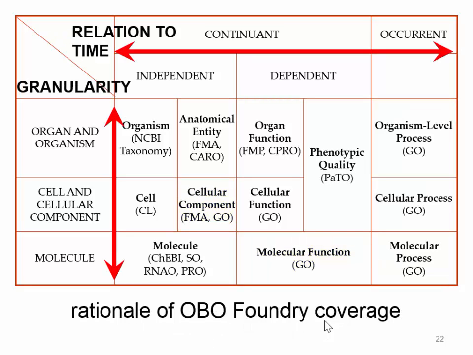So we have very small things, such as molecules at the bottom. And we have larger things as we proceed towards the top. So that's a granularity axis. And then we have the BFO trichotomy between independent continuants, dependent continuants, and occurrents along the horizontal axis. So these are attributes, these are things, and these are processes.